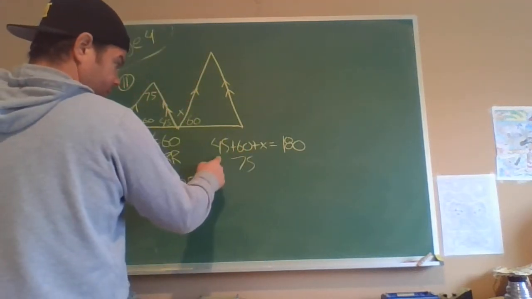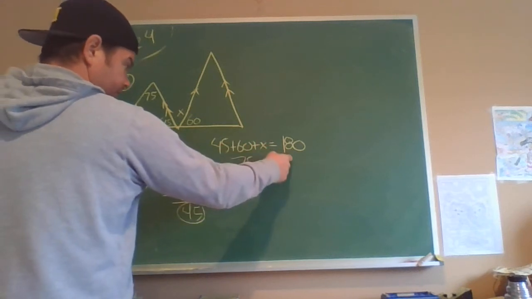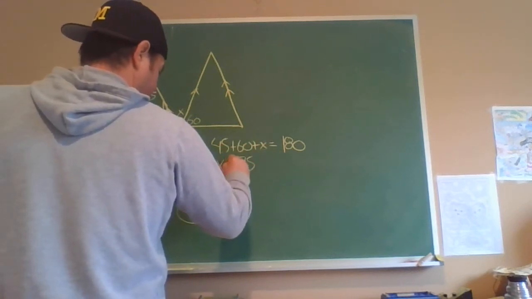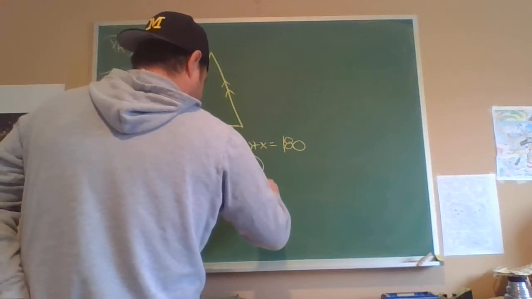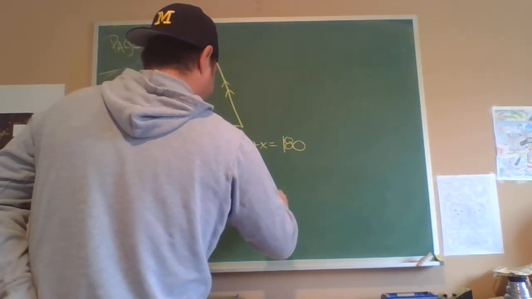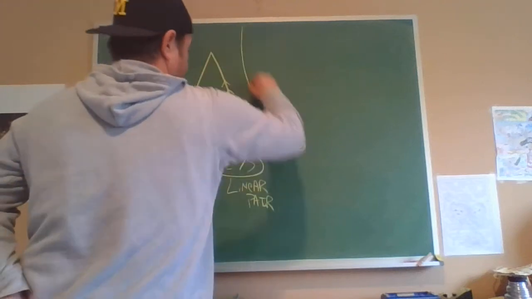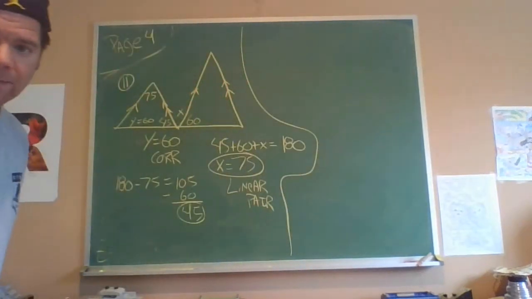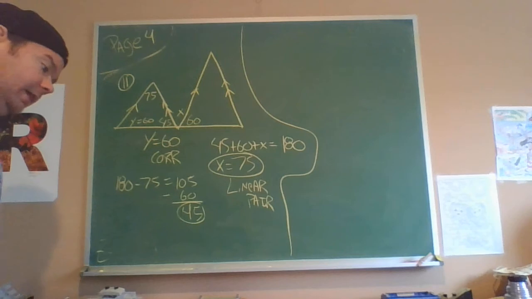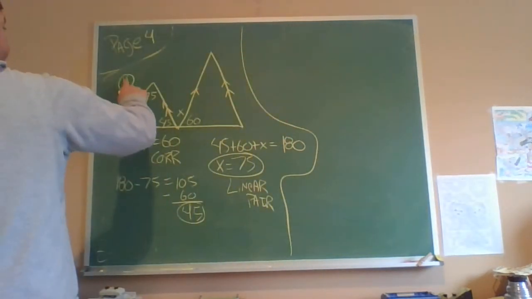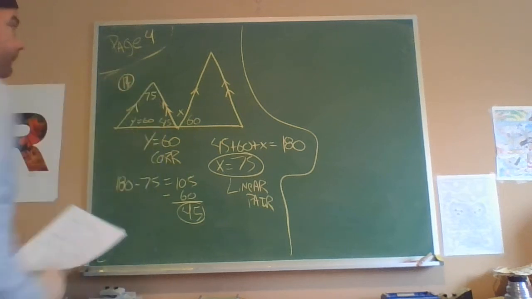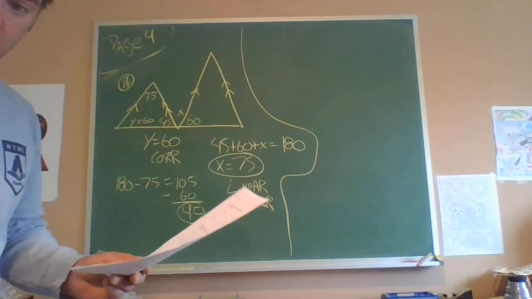60 plus 45 is 105. 180 minus 105 is 75. So x must equal 75, and that would be, I guess, linear pair. Okay? So, that's a wrap for the three images on question number 11. Or no, I should say 12. That was 12, right? But you knew that. Okay?